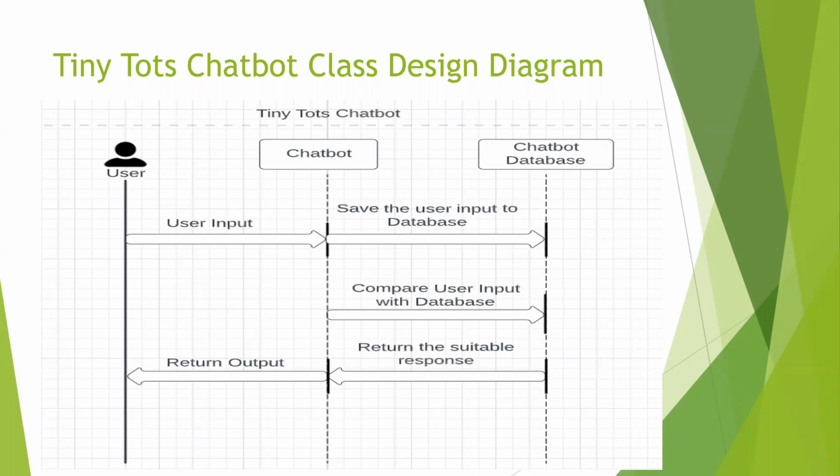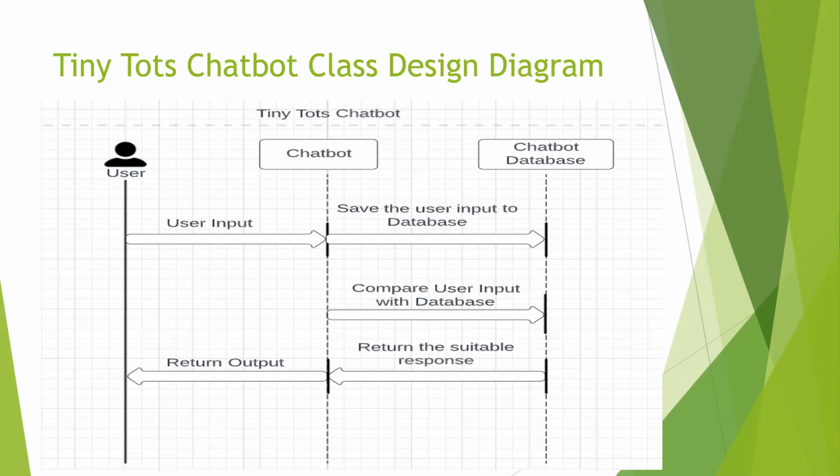This picture represents the class design diagram for the Tiny Tots chatbot. First, the user inputs data to the chatbot, and the chatbot compares the user input with the values in the chatbot database. The chatbot database returns the suitable response to the chatbot. The chatbot also saves the information provided by the user to the database. And finally, the chatbot returns the output to the user. Each input from the user is checked like this and returns the output. This is the workflow of our Tiny Tots chatbot.